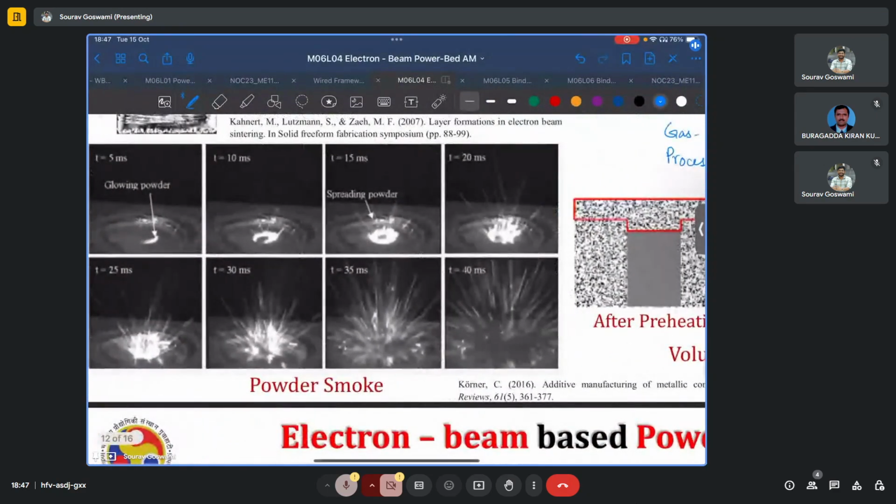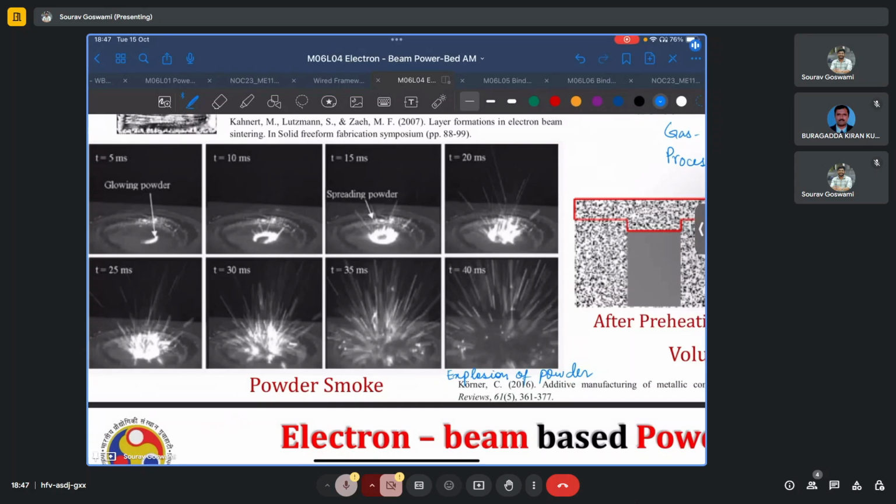The most commonly encountered error or challenge in this electron beam melting process is that of powder smoking. What happens is it appears as if there is an explosion of powder, which blows away the powder from a layer, and because of this the part cannot be built properly in that layer because suddenly there is no powder.